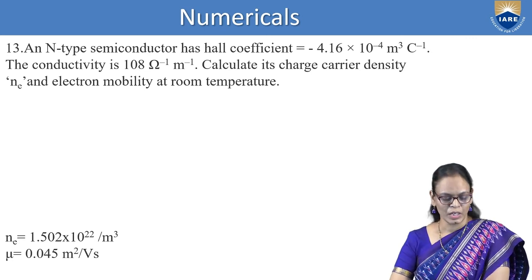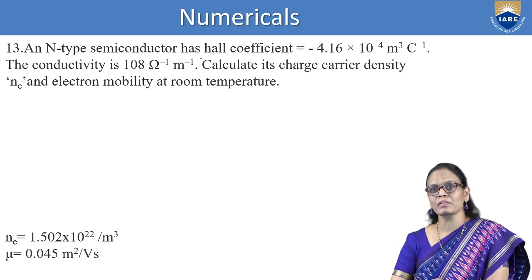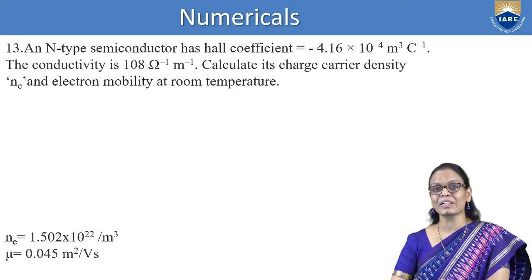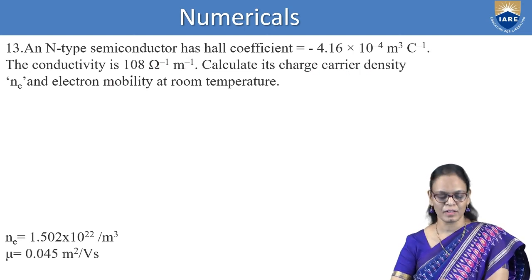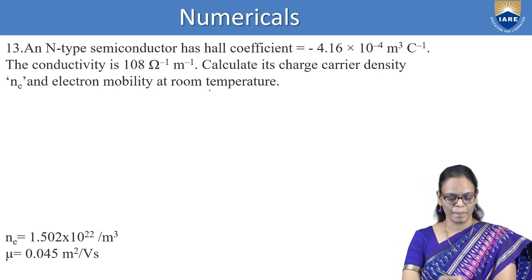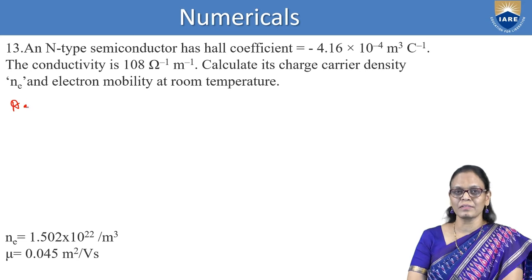Next one. An N-type semiconductor has a Hall coefficient of minus 4.16 into 10 power minus 4 meter cube per coulomb, and the conductivity is 108 per ohm meter. Calculate the charge carrier density and also the electron mobility at room temperature. So let us write the data.